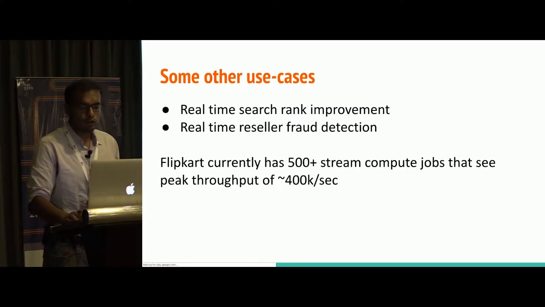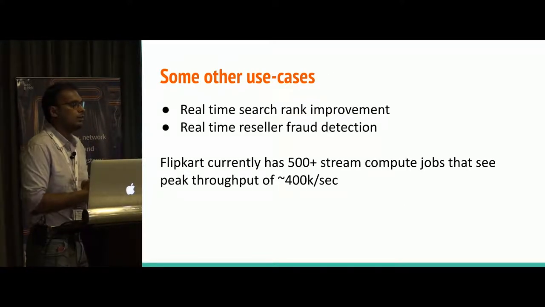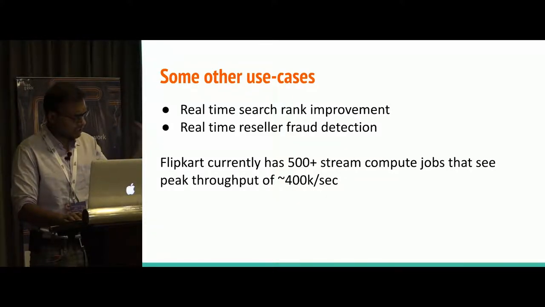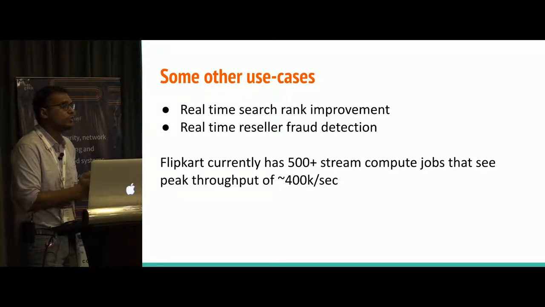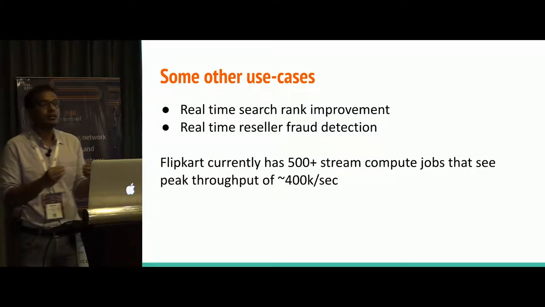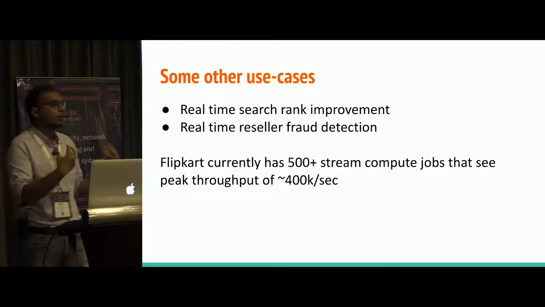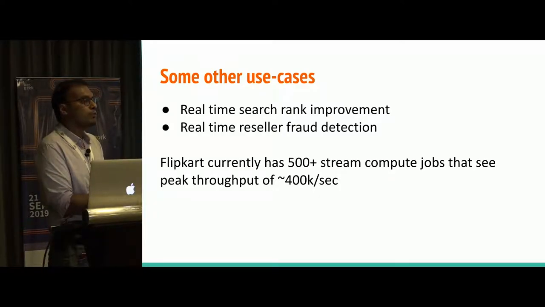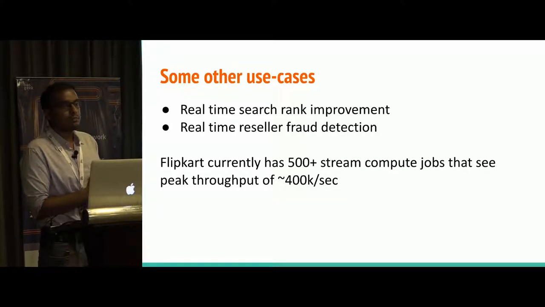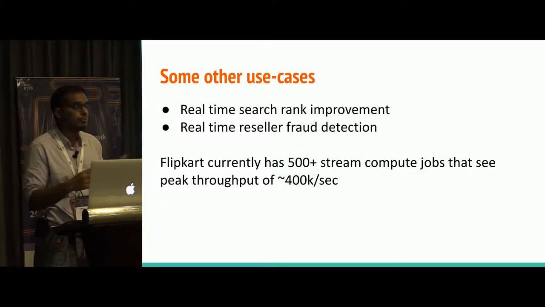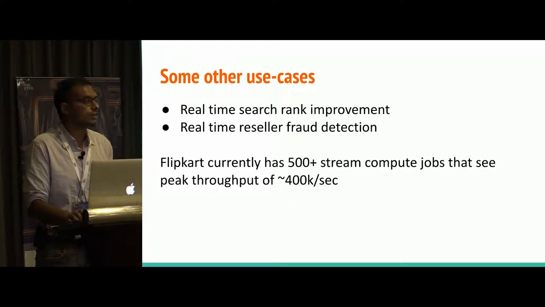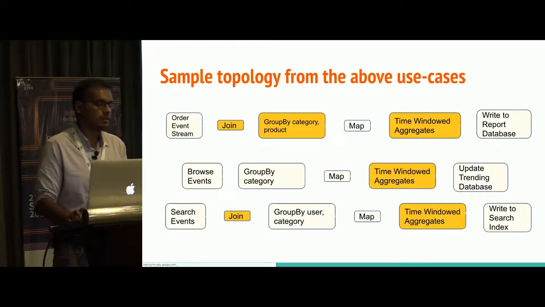There are other examples also. For example, reseller fraud detection or search ranking improvements. Some of the other examples that require it, I'll not go into the depth of it, but I'm hoping that by now you have gotten an intuition of why we require real-time processing for solving various business use cases. Today in Flipkart, we have about 500 plus jobs that are processing at a peak throughput of 400K per second, and solving a bunch of business use cases that otherwise before was not possible.